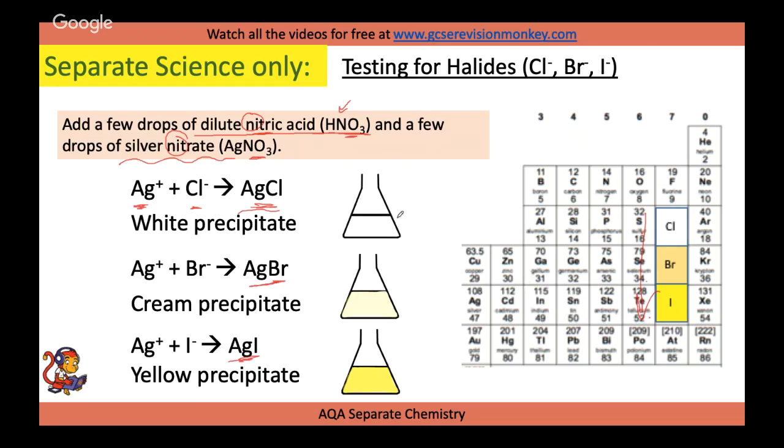So let's say that you ended up with a white precipitate. That would mean you'd have sodium chloride if we'd identified our previous ion as sodium, for example. Or you could have sodium bromide. Or you could have sodium iodide.